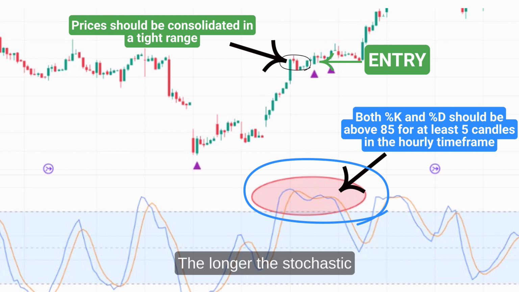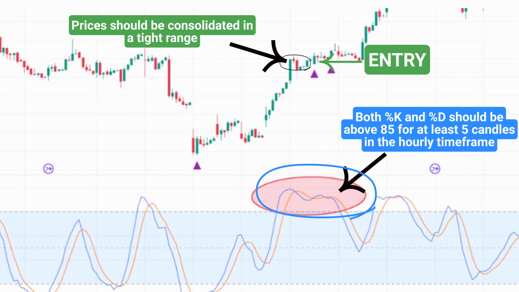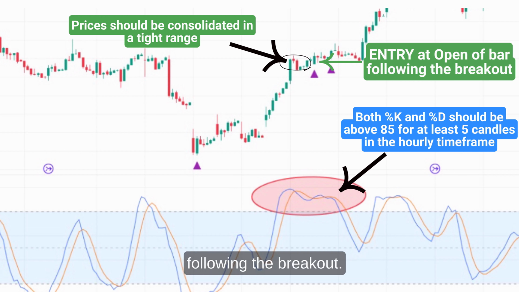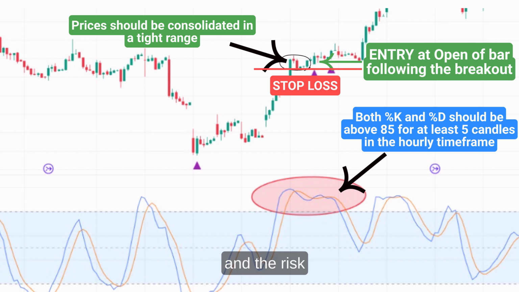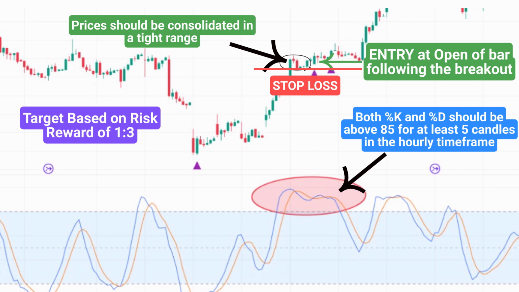The longer the stochastic stays embedded, the stronger is the potential breakout. If confirmed with volume expansion, the conviction is higher. The entry is at the open of the bar following the breakout. The stop loss is below the consolidation low and the risk reward is at least 1:3. This automatically sets the target based on the stop loss. The stop loss must be trailed based on the ATR methodology.